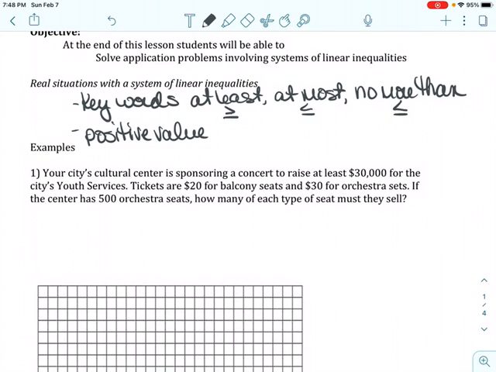Your city's cultural center is sponsoring a concert to raise at least, okay, there's a keyword, $30,000 for the city's youth services. Tickets are $20 for balcony and $30 for orchestra. If the center has 500 orchestra seats, how many of each type of seat must we sell? Okay, so I only found one keyword there, but that doesn't mean there are other things in the problem that are going to help us with our inequality equations.